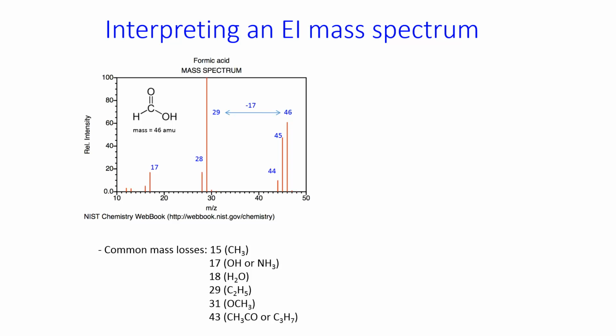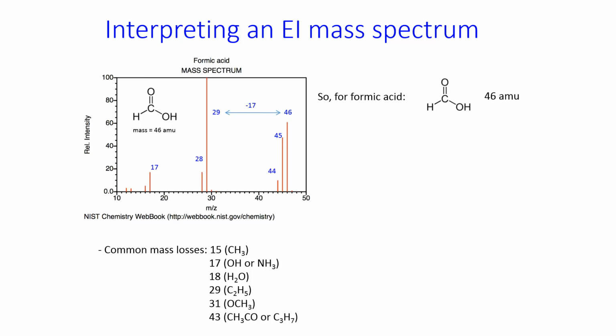All right. In general, there are some common mass losses that you see in electron impact mass spectrometry. A loss of 15 corresponds to a CH3 group being knocked off, 17 is OH or NH3, 29 is C2H5, so 2 carbons being knocked off of a hydrocarbon chain, and so on.